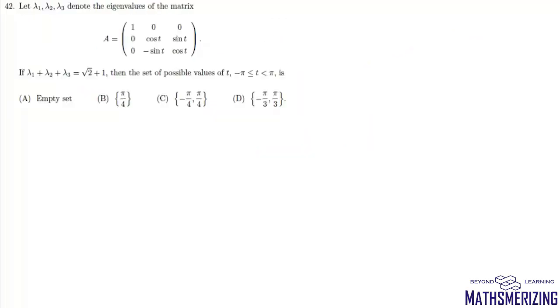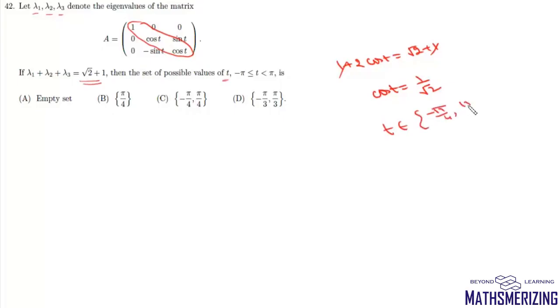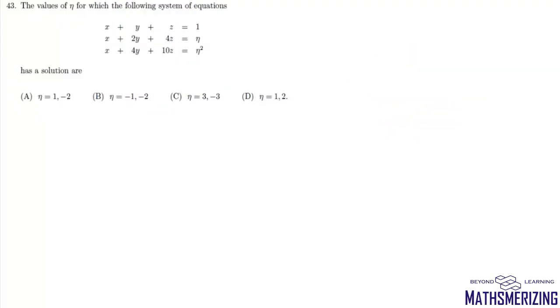Now question number 42 is, if lambda 1, lambda 2 and lambda 3 are eigenvalues of this matrix and their sum is root 2 plus 1, we need to find possible values of T. Now we know that sum of eigenvalues is equal to trace of this matrix. So if we write trace, it will be 1 plus 2 cos T, and it is equal to root 2 plus 1. So value of cos T is equal to 1 upon root 2. Now in this interval, this T can be either minus pi by 4 or plus pi by 4, and that's your option number C.